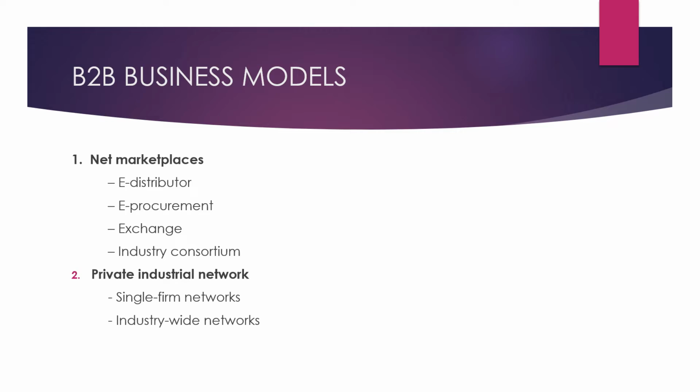So, for the exchanges, an electronic digital marketspace where hundreds of suppliers meet a smaller number of very large commercial buyers. And the fourth one will be the industry consortium or the industrial networks. Digital networks used to coordinate communication among firms engaged in business together. For the private industrial network, it includes single firm networks and industry-wide networks. For the single firm networks, company-owned networks coordinate supply chains with a limited set of partners. While the industry-wide networks are industry-owned networks to set standards and coordinate supply and logistics for the industry.